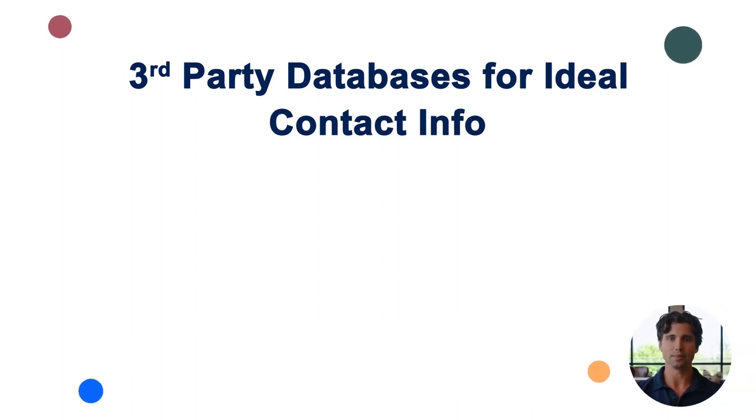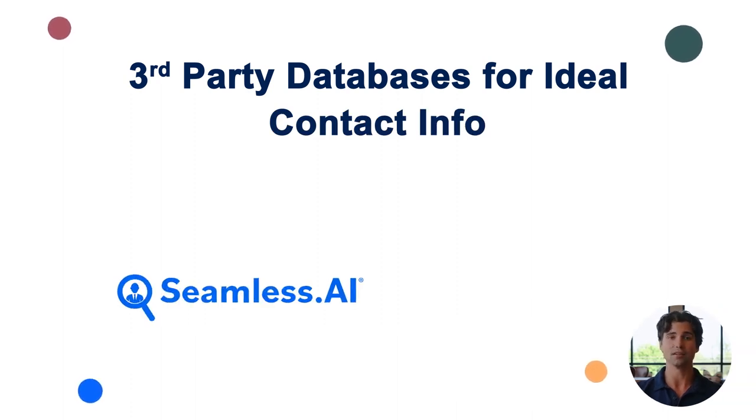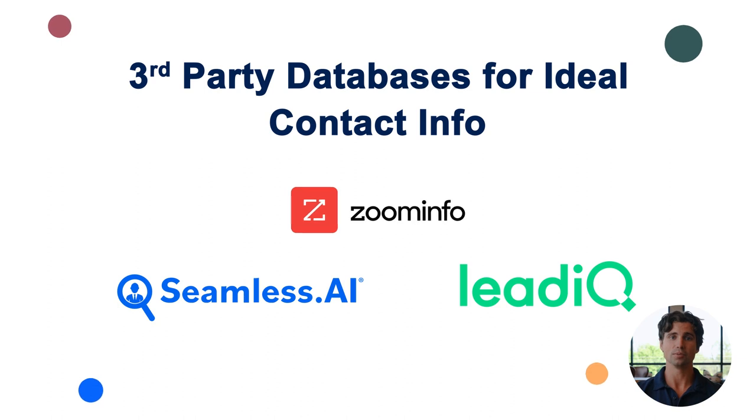So what tools do you use to get the actual contact info for your ideal contact so you can reach out to them and send them a beautiful email or make a great cold call? We'll talk about it a little later, but you can use third-party databases like Seamless AI, which I love, LeadIQ, ZoomInfo, to pull contact info of email, phone numbers, so you can start making those cold calls.